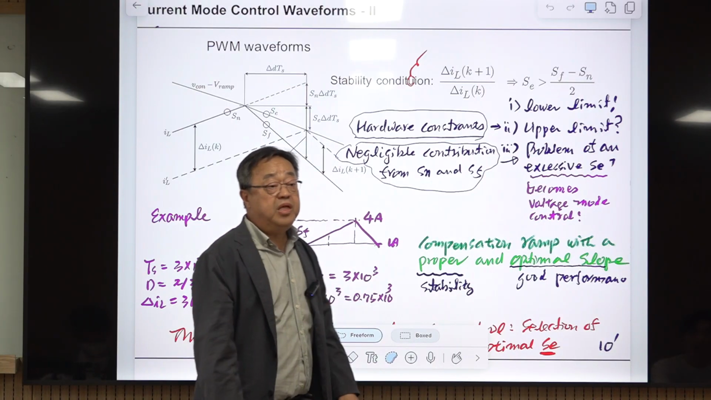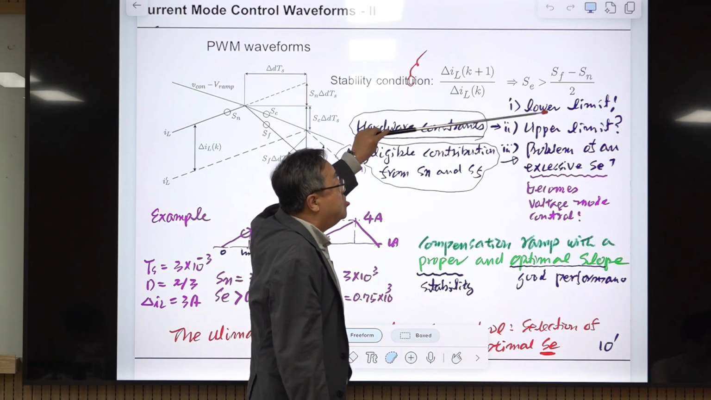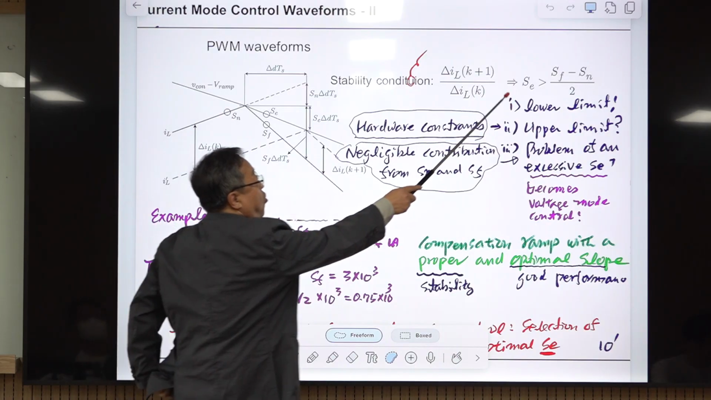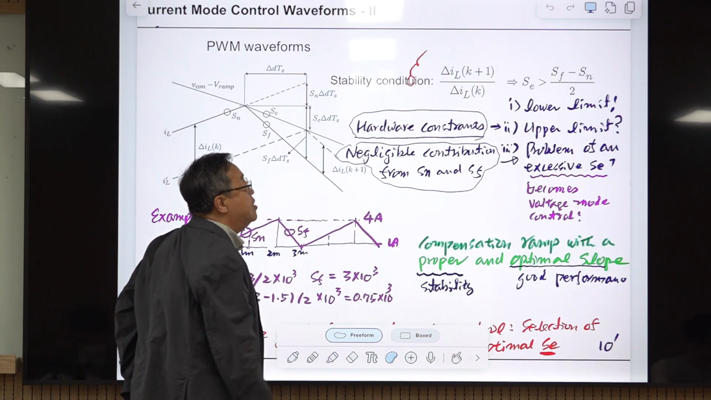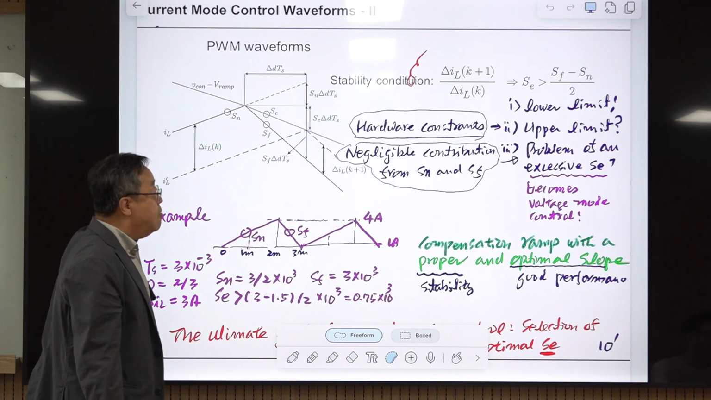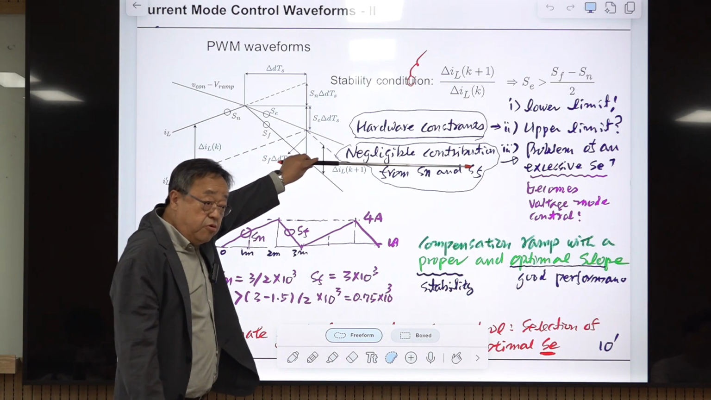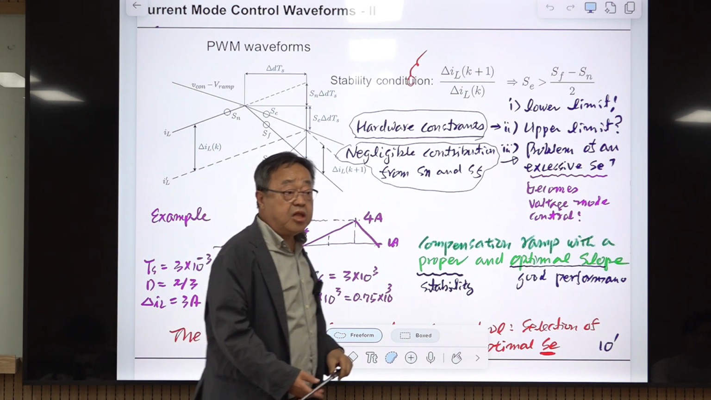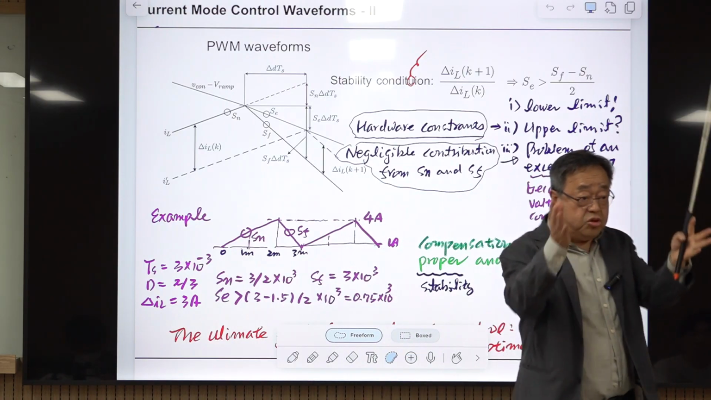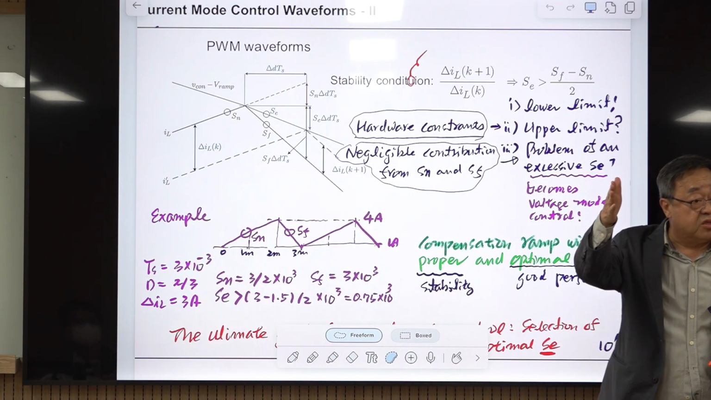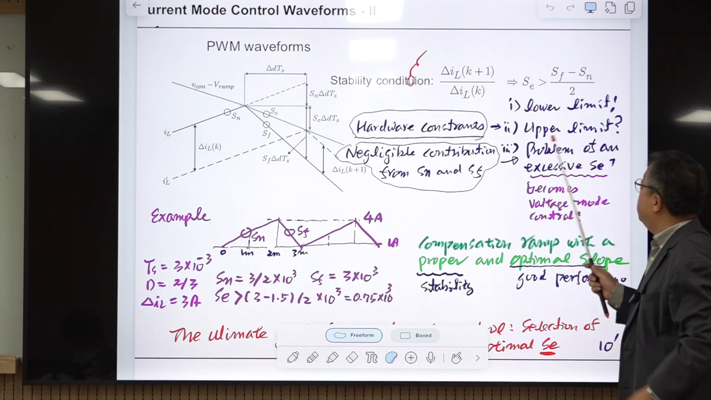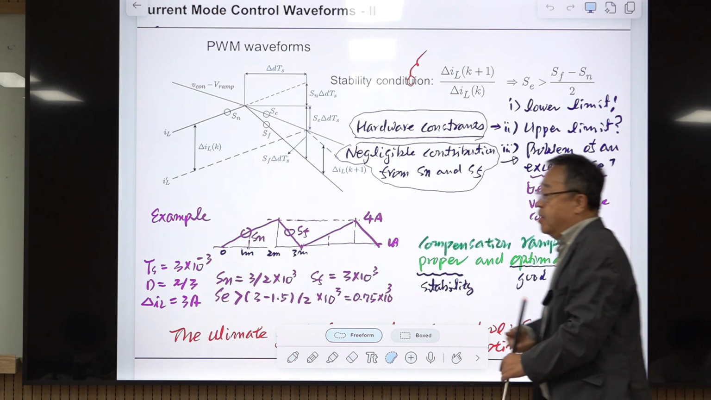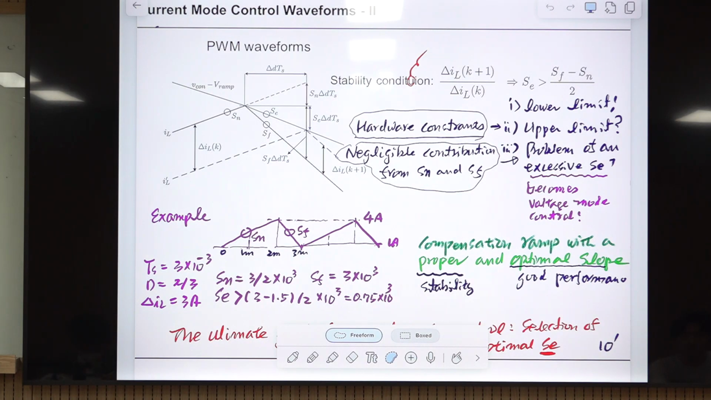Okay, so this is the minimum limit, and the minimum limit is determined by this equation. This simple geometric construction will provide this formula. So this is the minimum value of the slope for the external ramp. Then what is the maximum value? Maybe the maximum value will be set by the hardware constraint. If you use a PWM IC, the bias voltage is fixed, and this voltage cannot exceed the slope times the switching period, which is maximum Vm. Suppose you have this kind of ramp.